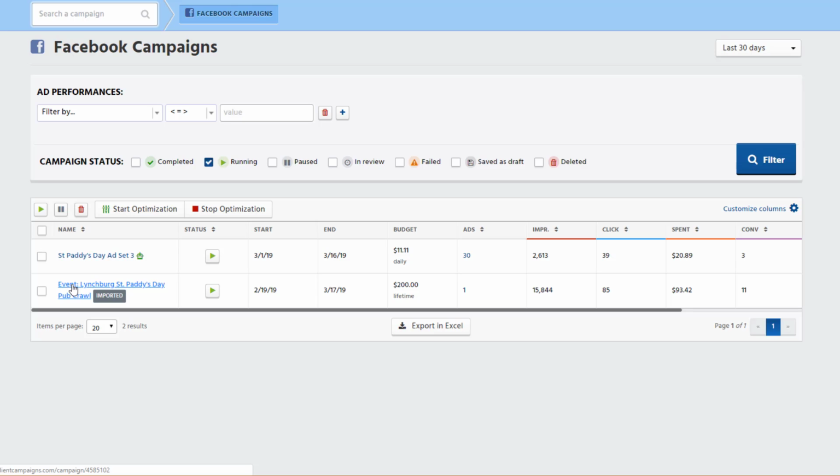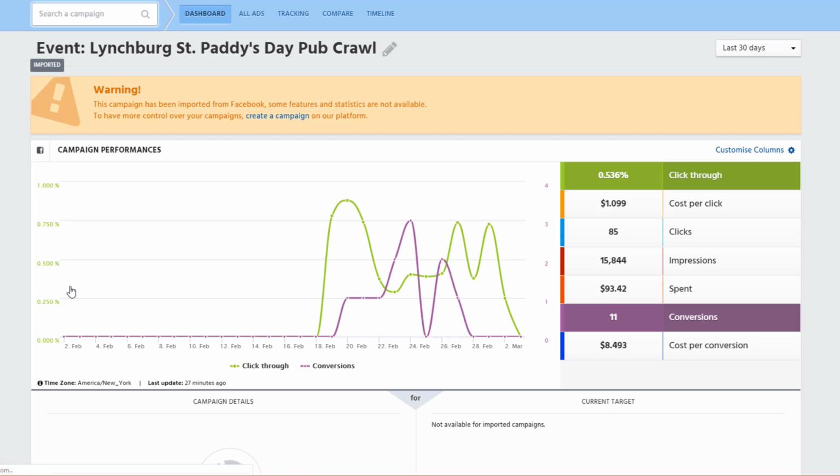We created this event in Facebook. It was imported to Acquisio, where we created this campaign with ad variations. And you can see we spent $93 here. So we'll be looking at each event. Let's look at the one that we created in Facebook.